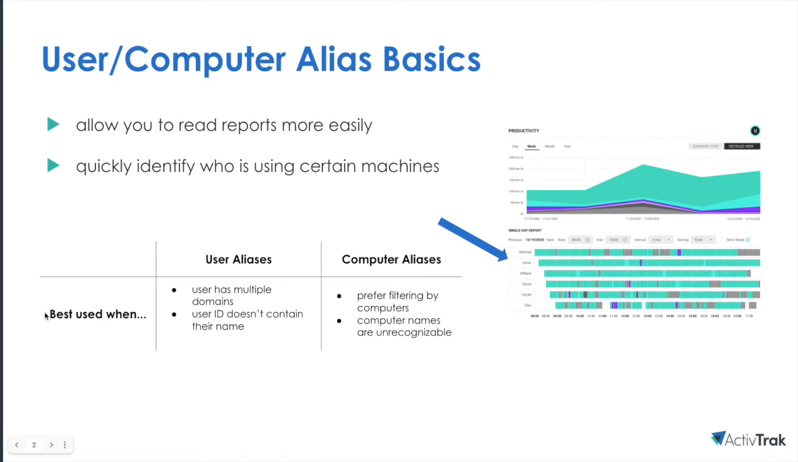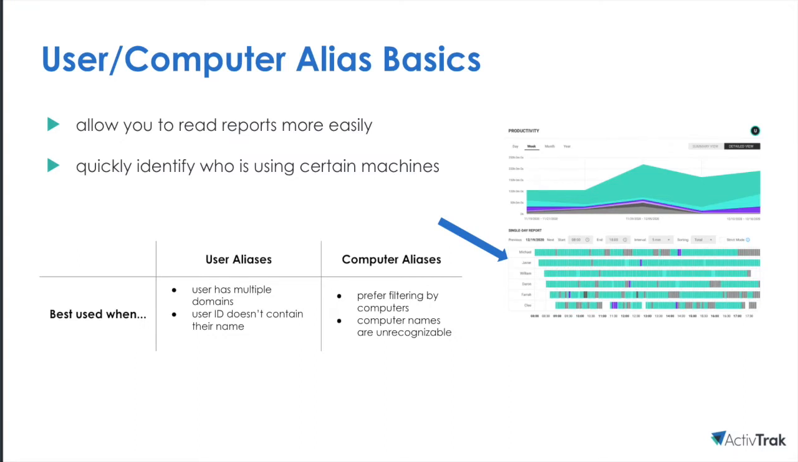Well, in ActivTrak, reports allow you to quickly gain insight into workforce trends, and assigning aliases makes reports easier to read and understand. This allows you to easily identify who is using that machine, where it is located, or its intended purpose. Because ActivTrak allows you to view data by both the user and computer, if you usually view data by the user, we recommend you set a user alias, and if you typically view data by computer, we recommend you set a computer alias. You can set both if you so choose.